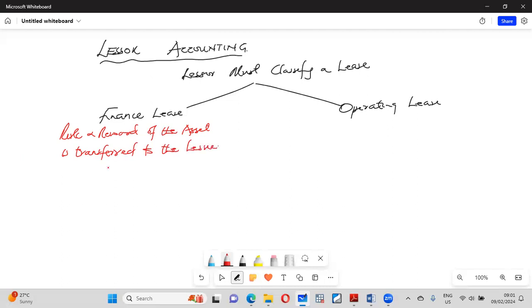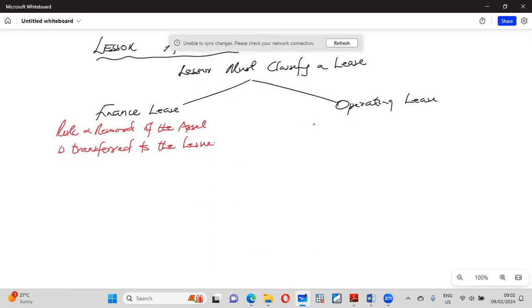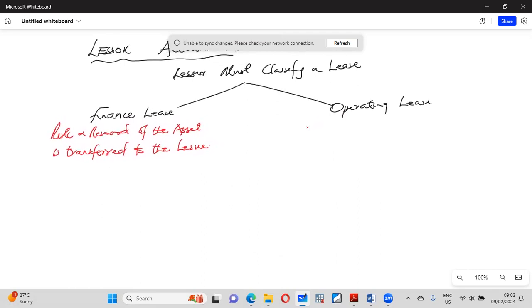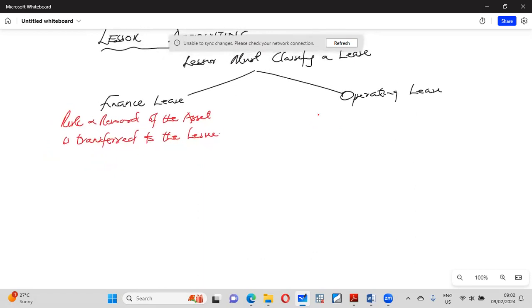All right. So if you see that everything has been transferred to the lessee, then it means that it is a finance lease. Now, operating lease is the one that does not meet the definition of a finance lease. Operating lease, therefore, is the one that does not meet the definition of a finance lease.